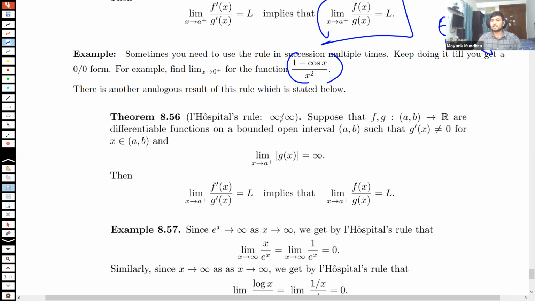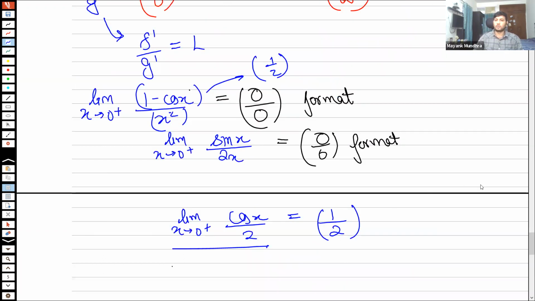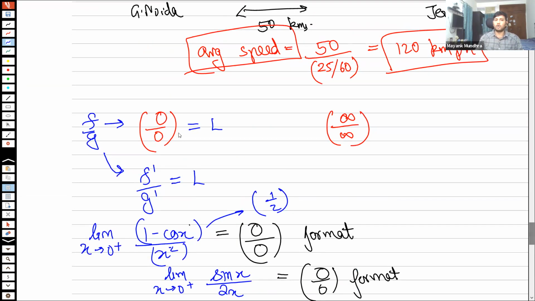Now the same rules also apply to infinity by infinity format. So if f by g is infinity by infinity format, even in that case, you can use the L'Hopital rule. If f prime by g prime is L, then f by g is also going to be equal to L. So in 0 by 0 or in infinity by infinity, in both cases, you can apply L'Hopital. These are the only two cases.